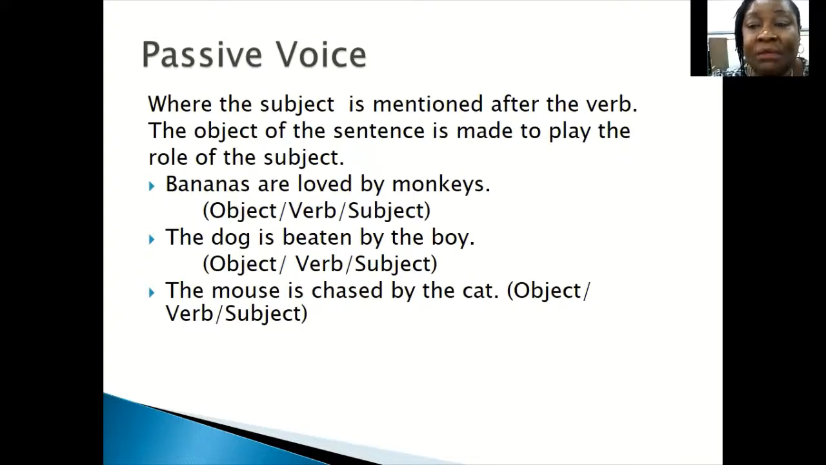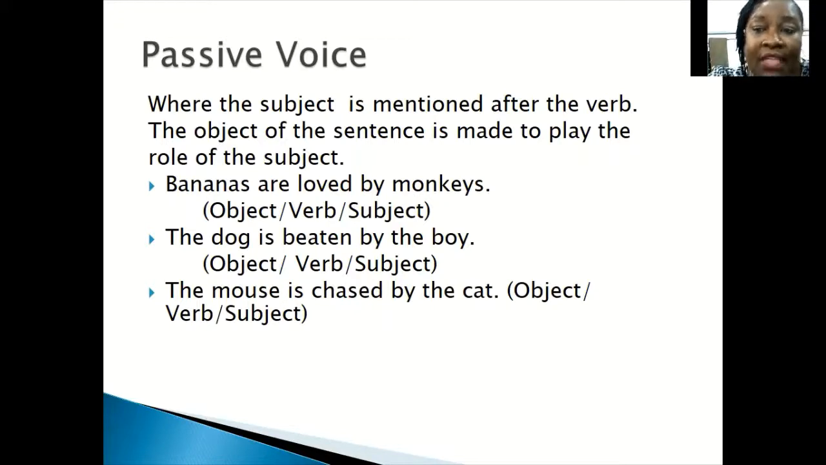So we notice that the object comes first, whereas in the active voice, it was the subject that came first. So that's why we say that the object of the sentence is now made to play the role of the subject. Because where we had the subject monkeys, we are now having bananas, which is the object. So once again, the passive voice example reads, bananas are loved by monkeys.